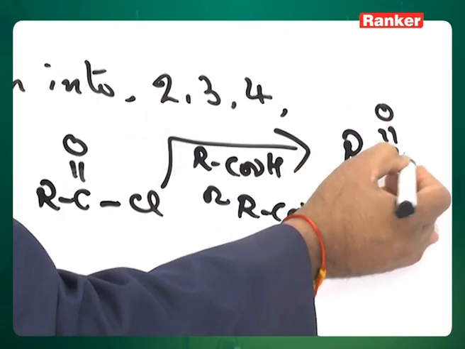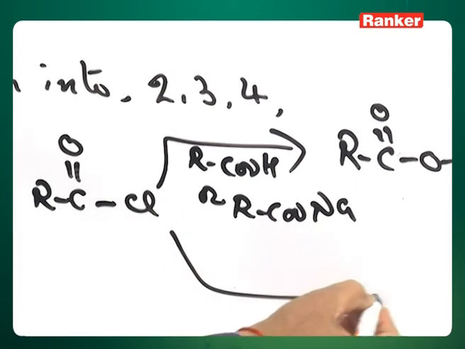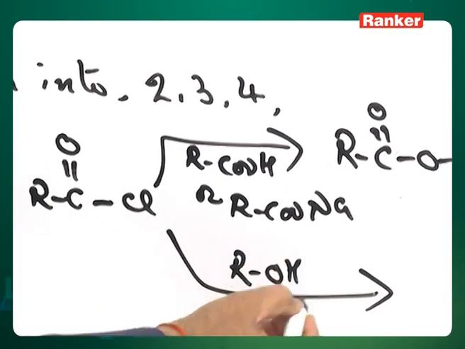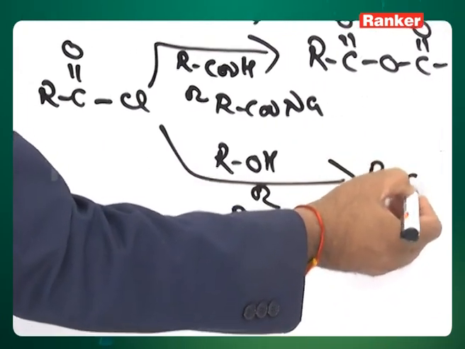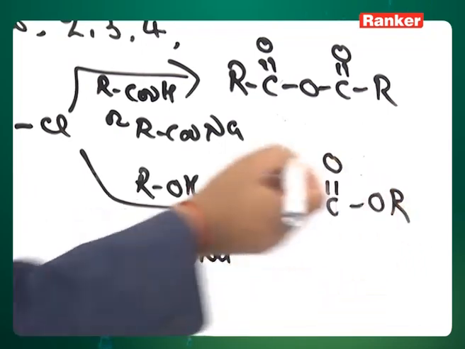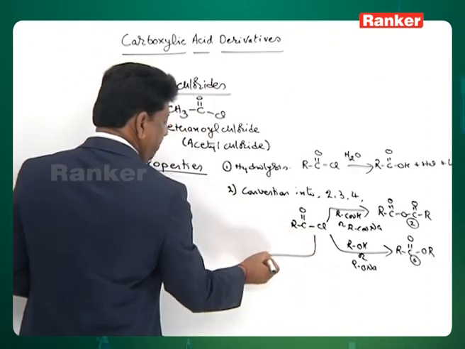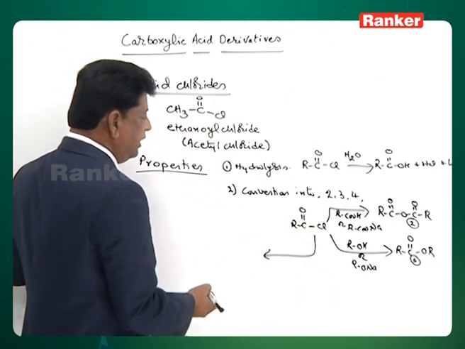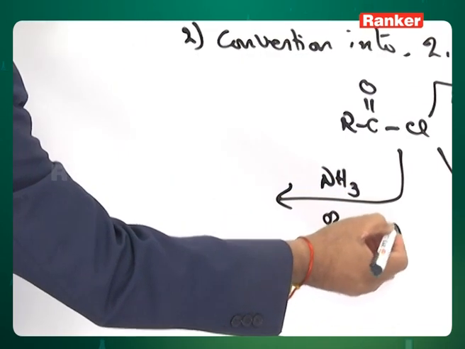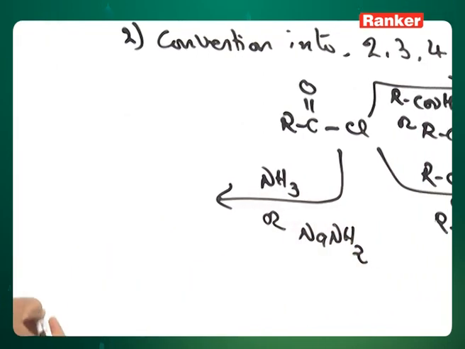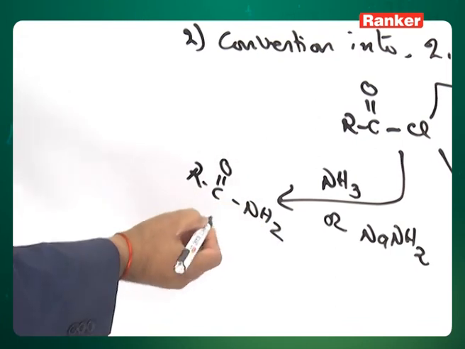RCOOCOR, that is the anhydride, is formed. And if I use alcohol, or best is a sodium salt of the alcohol, then you will get the RCOOR. This is derivative 2, this is derivative 3. You can also convert it into its corresponding amide by adding ammonia or sodium salt of ammonia, that is NaNH2, you get the RCONH2. This is nothing but derivative 4.